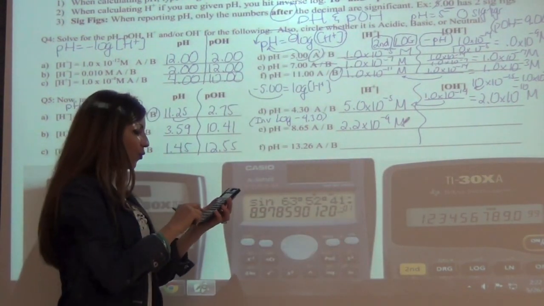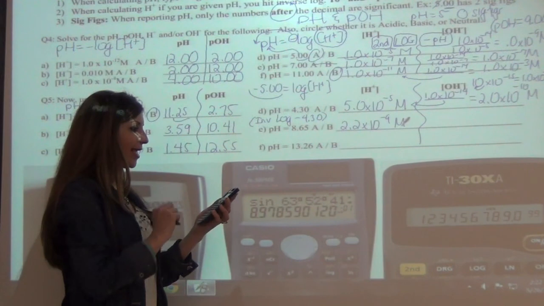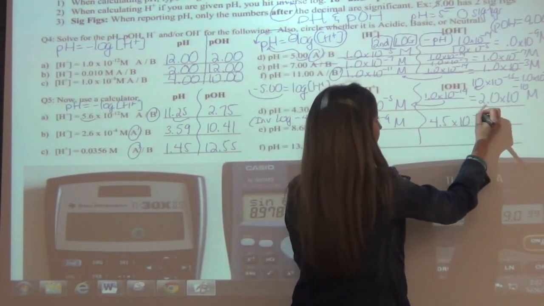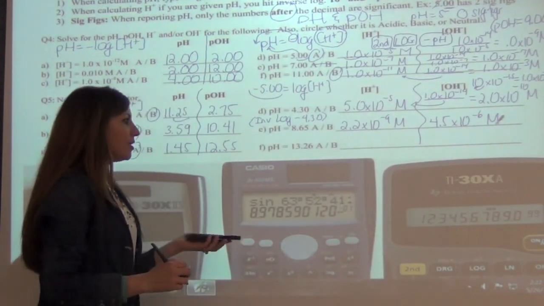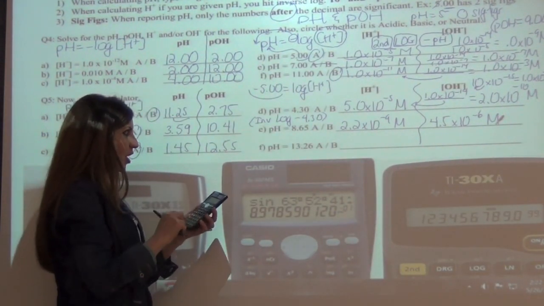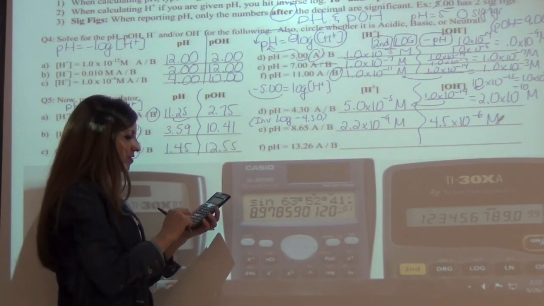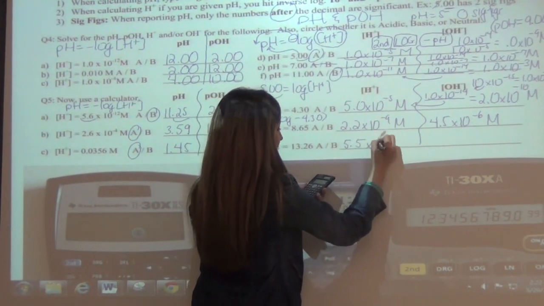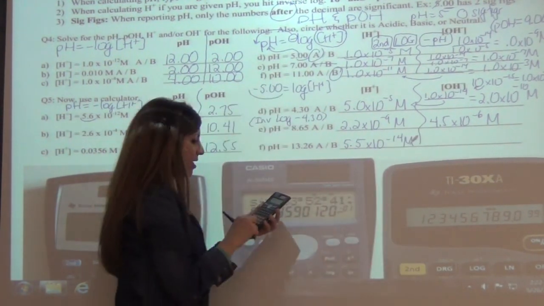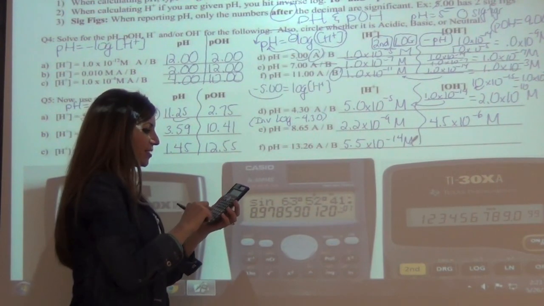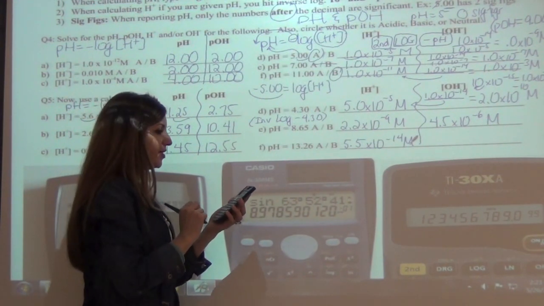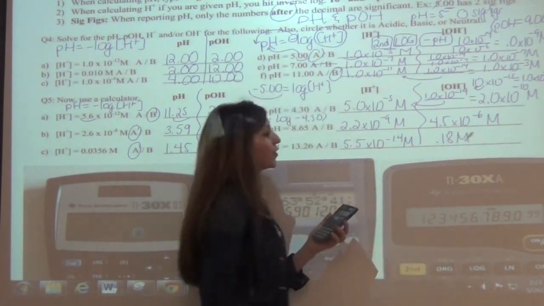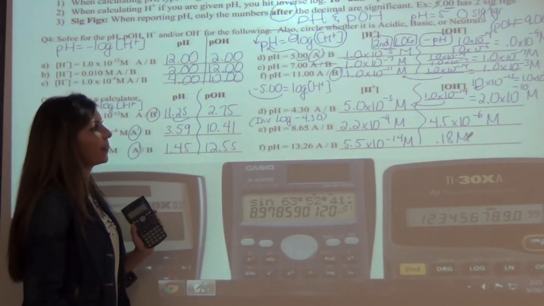So now I'm going to do 1 times 10 to the negative 14 divided by my answer, and that gives me 4.5 times 10 to the negative 6 molar. And last one here, again, inverse log negative 13.26, and that gives me 5.5 times 10 to the negative 14 molar. And if I take my 1 times 10 to the negative 14 and divide by my answer, I get 0.18 molar, or 1.8 times 10 to the negative 1, okay?